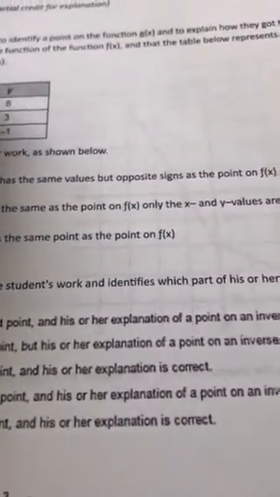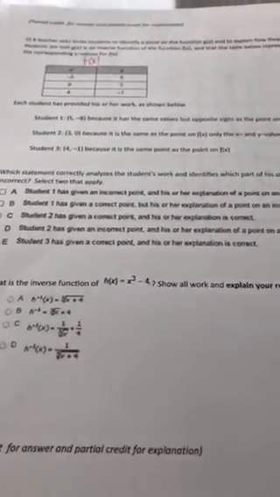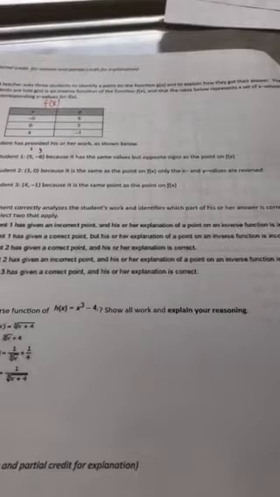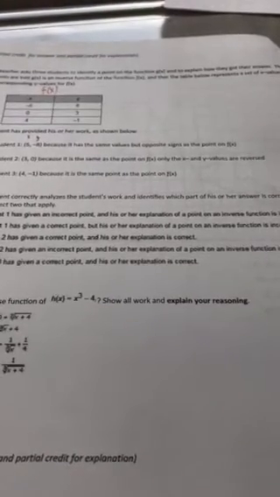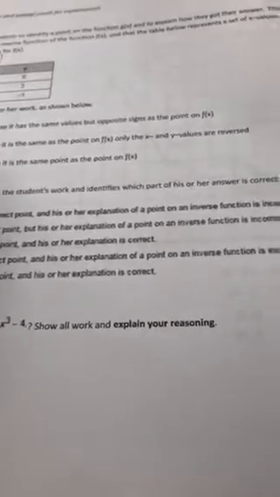Okay, so there's our table for f of x, and I'm just going to label that so I'm not confused. Each student provided his or her work as shown below. So it says, student 1, f, so this is the x value, this is the y value, because it's the same values but opposite signs of the point f of x. So do you see how they just basically took this and changed the negative to a positive? So this is wrong. That is not the inverse function, because the inverse function is not when it has the opposite sign.